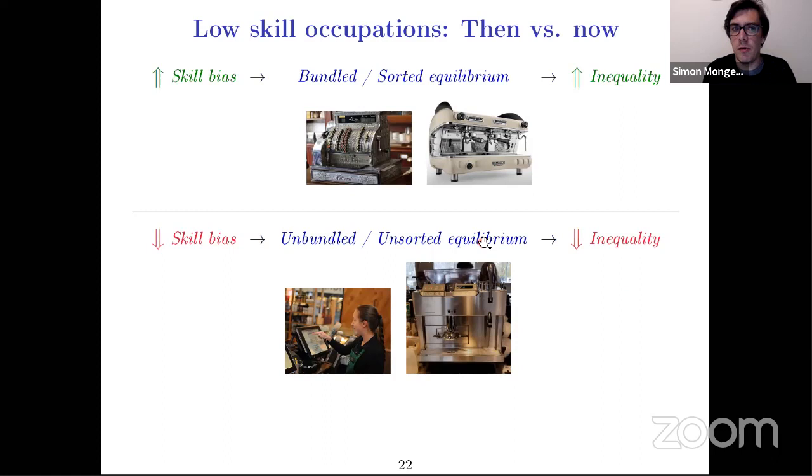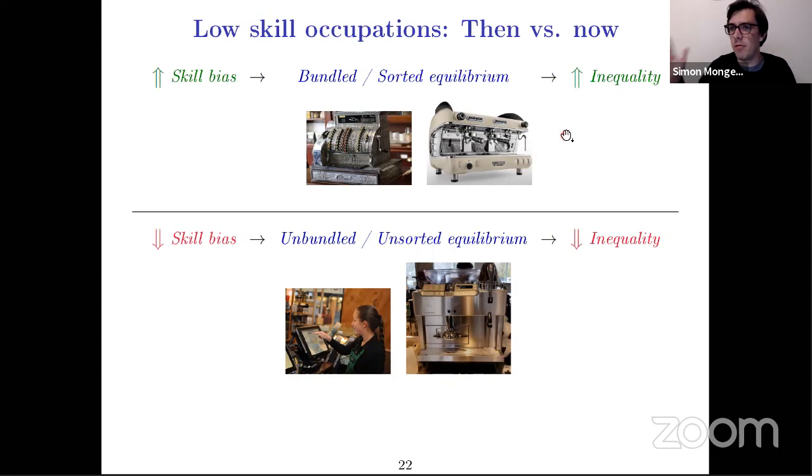When I think about these two different machines, I look at them and I think, well, each of these machines is particularly biased towards, these have very different patterns of skill bias. The equilibrium is bundled and sorted, right? When you go to that cafe, you see the same person working on the coffee machine every day. You see the same person working on the cash register every day. Within occupation inequality is high, as the guys who are specialized are earning these high inframarginal rents.